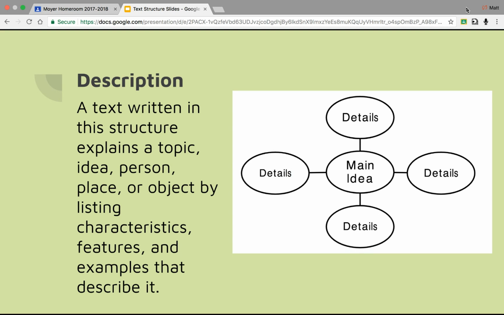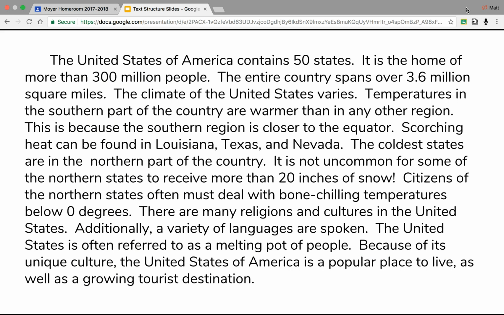So the first one we'll talk about is description. And this is basically a text whose main feature is explaining a topic, idea, person, place, or object. And it essentially is done simply by listing all those characteristics or features. It's definitely an informative kind of writing that's going to give you a lot of information about a particular topic. So identifying the topic right off the bat is a really good idea. And then what you'll get is essentially a list of features about that topic.